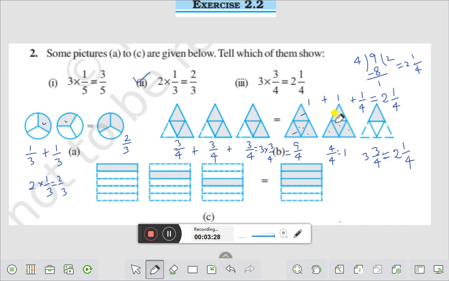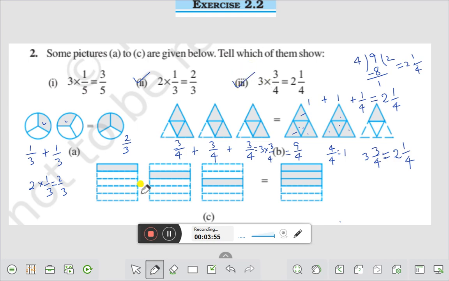Right? Here the whole part, that is 4 by 4, is 1. And out of 4 parts, 1 part is shaded, 1 by 4. That is 1 plus 1, 2. 2 plus 1 by 4, that is 2 whole 1 by 4. Right? That means here you find 3 into 3 by 4 is equal to 2 whole 1 by 4. That is question number 3.